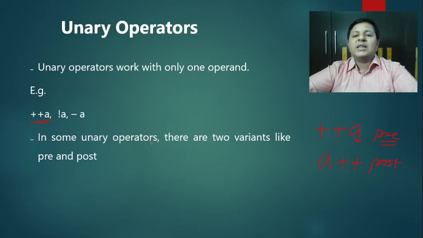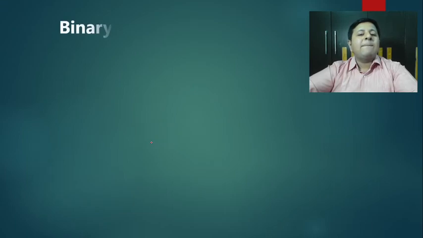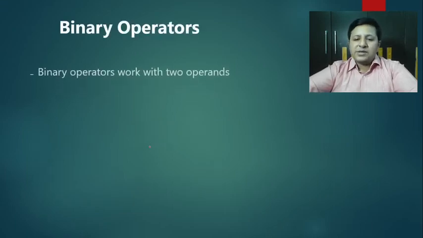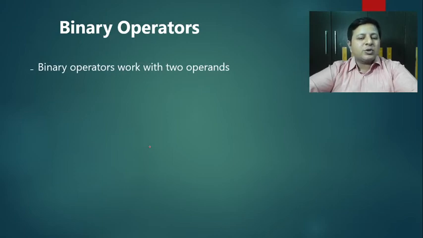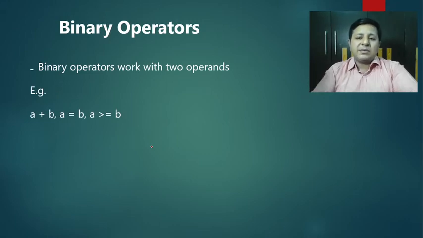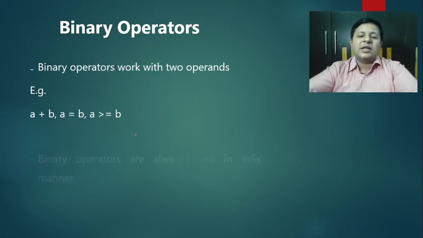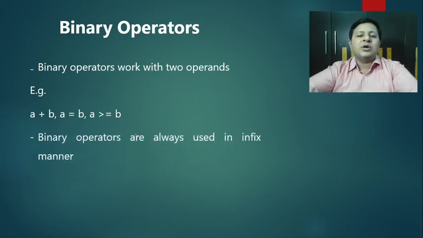Operators working with a single operand. On the other hand, we can have binary operators. Very simple: operators which work on two operands. These are the general operators which we see in our daily life, like addition and subtraction. All of your arithmetic operators are basically binary operators, like a plus b. a equal to b is an assignment. a greater than or equal to b is a comparison. Whenever there are two operands involved, you will have the concept of binary.